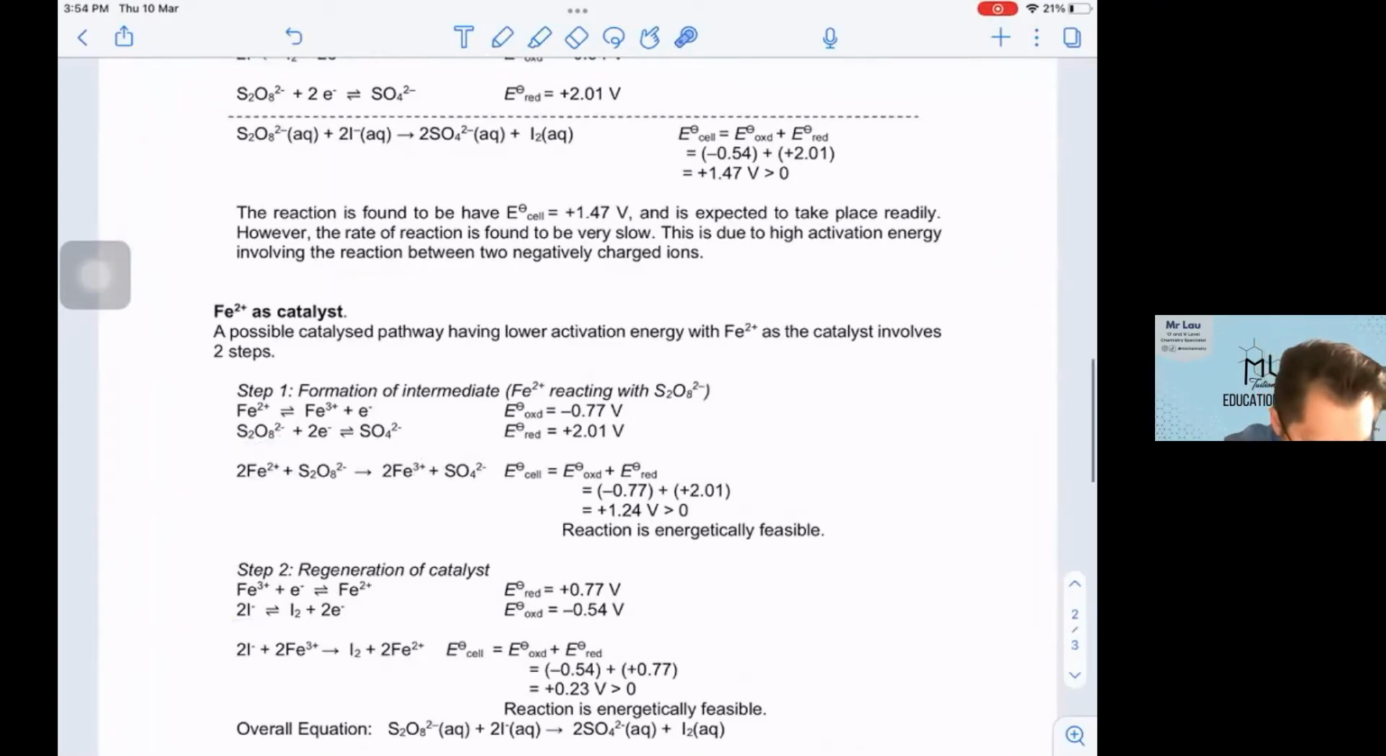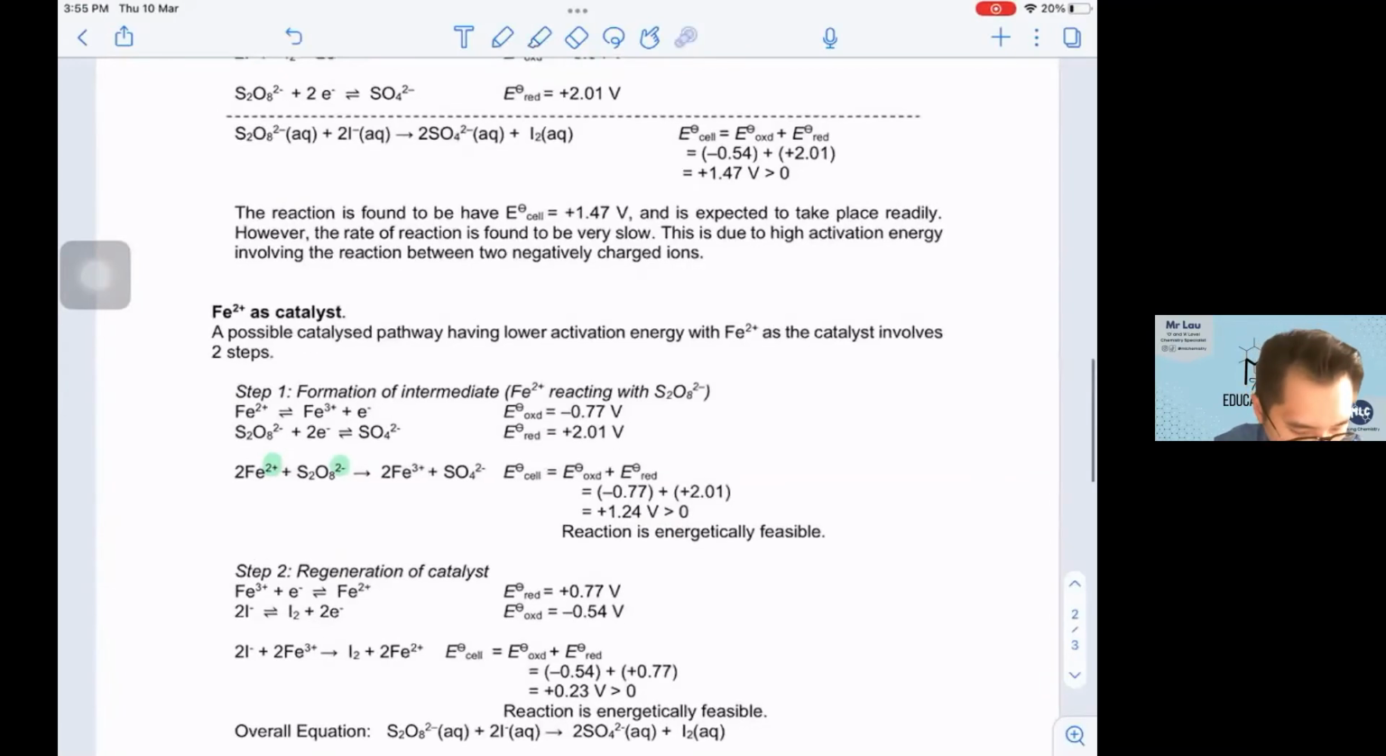First of all, iron 2 plus will undergo oxidation, and it will reduce the peroxydisulfate to your sulfate. The E0 cell for this is positive as well, which means it is spontaneous. And in this case, the reaction is fast because the charges are oppositely charged. The Fe2 plus is positively charged. The peroxydisulfate is negatively charged, so they are oppositely charged. So therefore, the EA will be low. It will be a fast reaction for this.